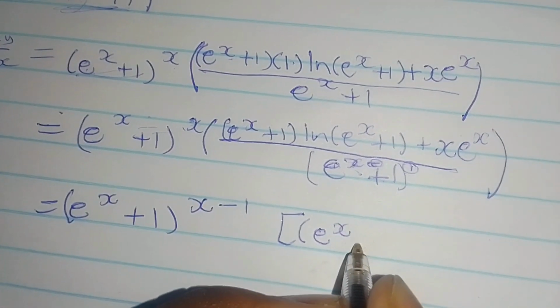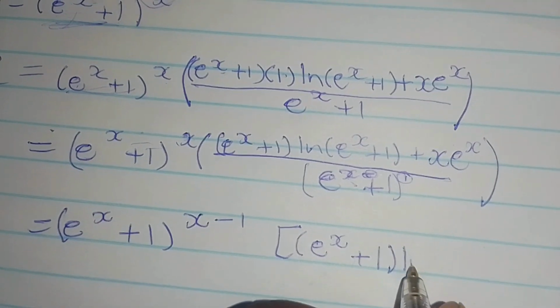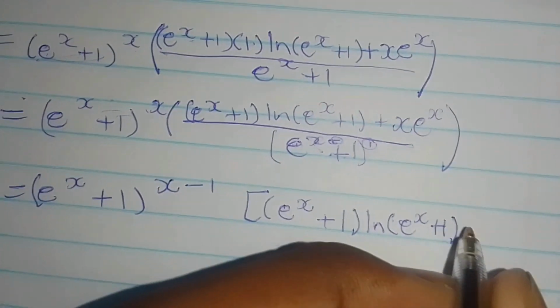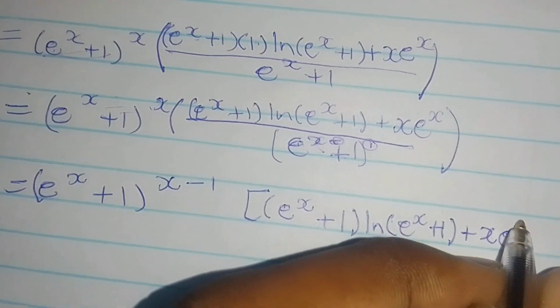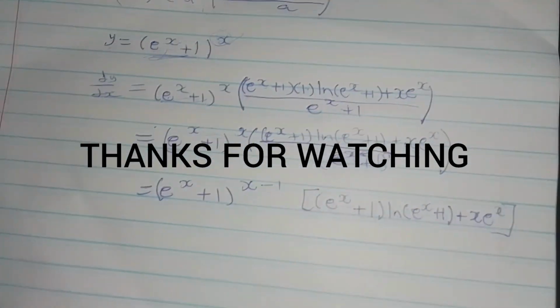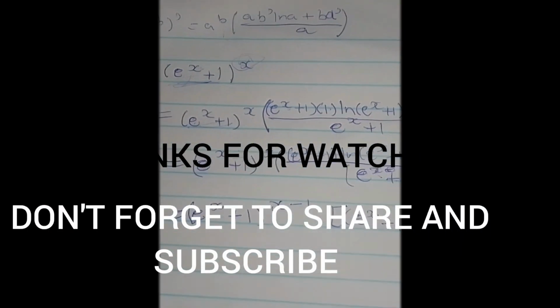e to the x plus 1 multiplied by the natural log of e to the x plus 1 plus x multiplied by e to the x. And that's how you can derivate this using this rule. It just simplifies everything. Just make sure you memorize it.